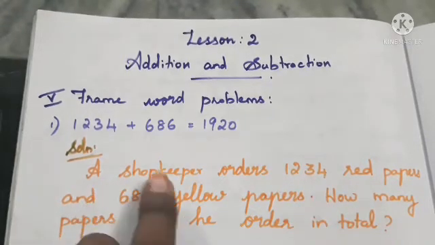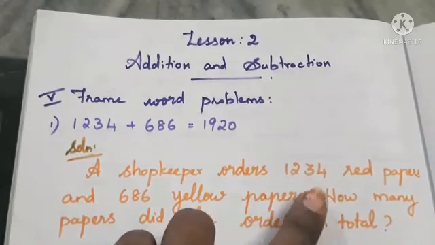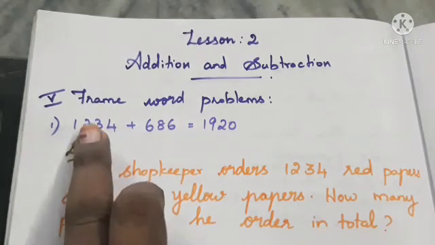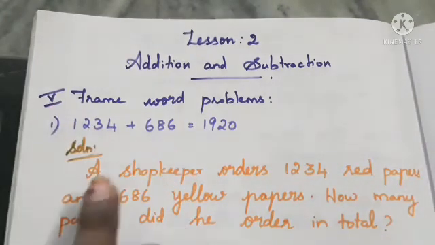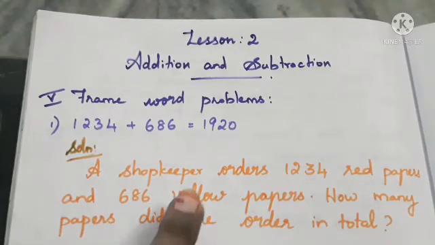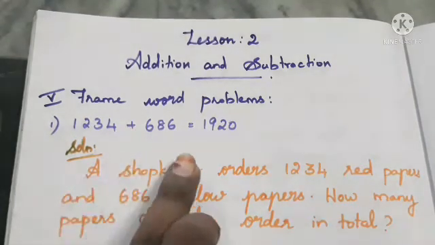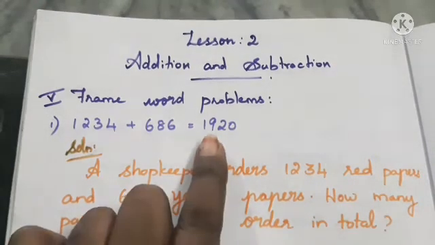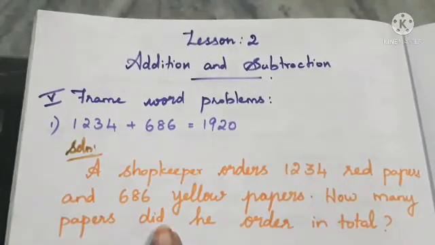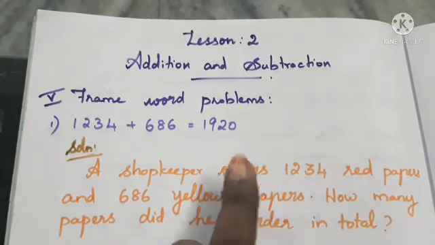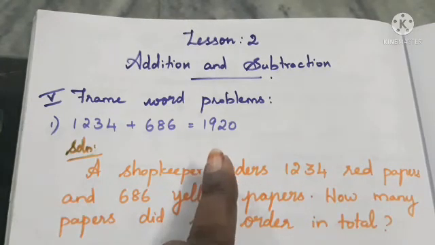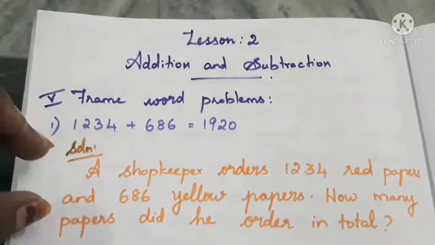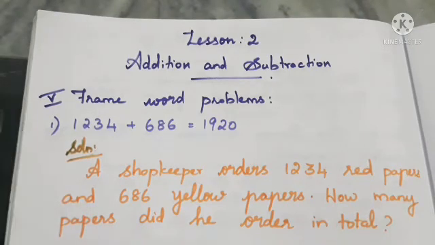See once again, a shopkeeper orders 1234 red papers. The first number is the number of red papers he ordered. The second is the number of papers of which color? Yellow. This 686 is the total number of yellow papers he ordered. So how do we ask? How many papers did he order in total? 1920. This is the way we frame the word problem in addition.